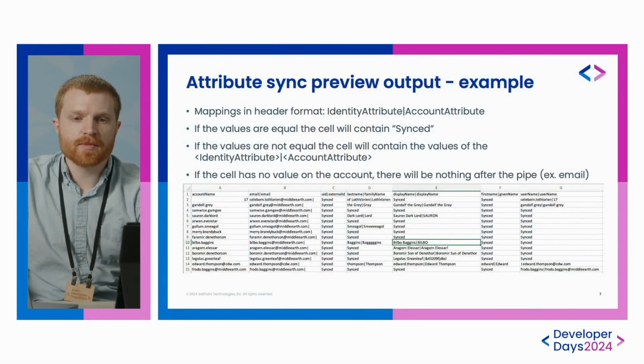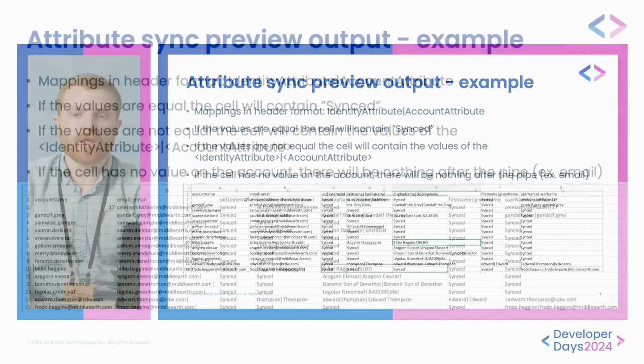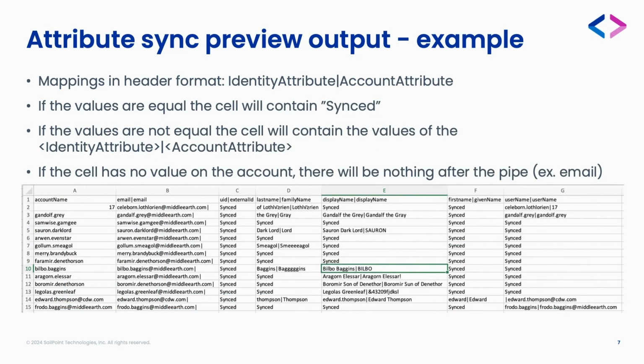Again, we're going to look at an example of the CSV file here. It might be a little bit small here, but essentially the mappings or the header here will list out the identity attribute on the left and the account attribute on the right. So we can see things like the email is mapped to email, the UID is mapped to external ID, and that'll just give you an idea of what is being mapped to what, so you can look at the create profile, maybe look at the identity attributes, see where you need to make any adjustments.